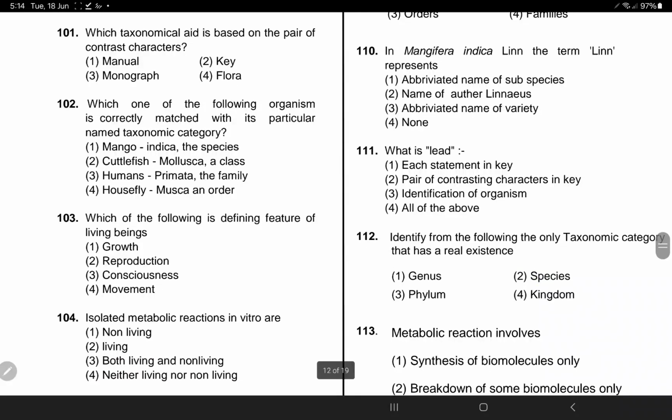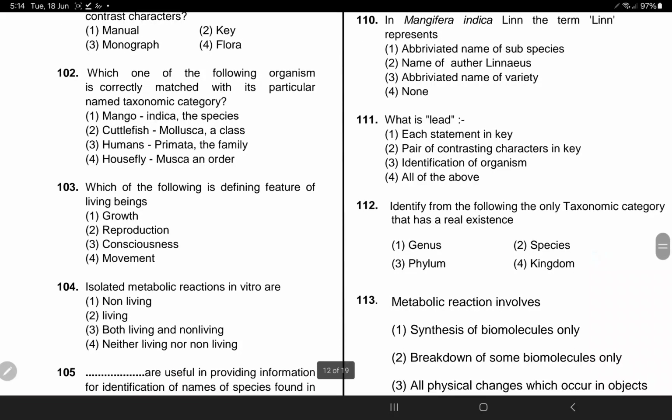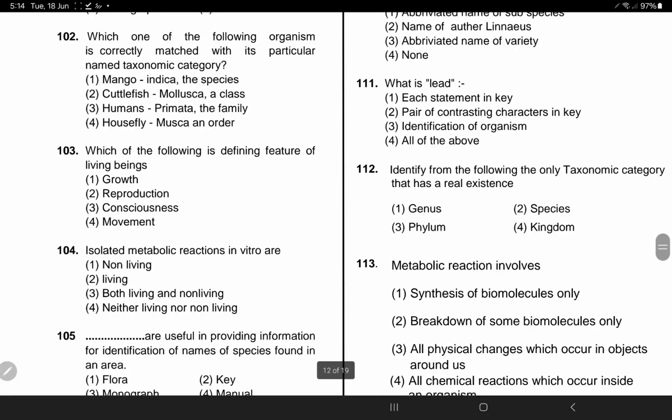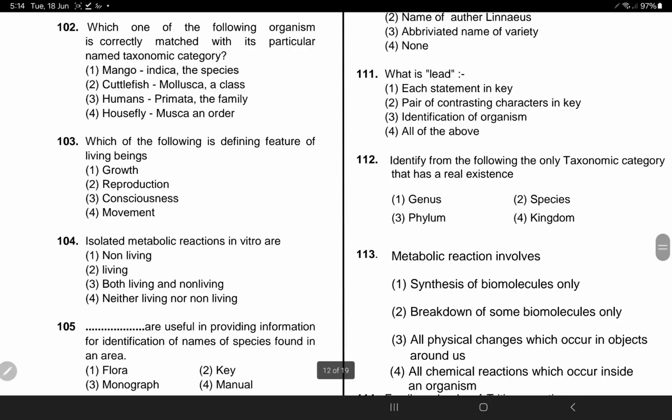Identify the taxonomic category that has real existence. Species has real existence, right? Metabolic reactions involve, metabolic reactions are none other than all the chemical reactions which occur inside living organisms. Option 4 is correct.